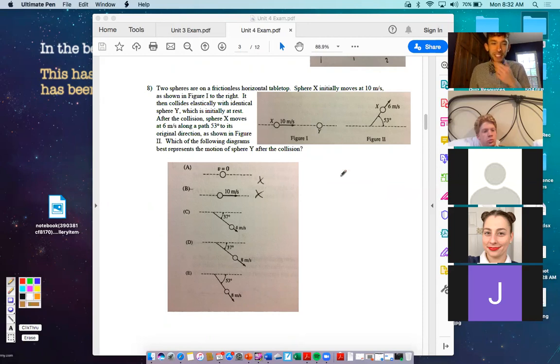I'm so sorry. A and B are crappy answers because I know that the y momentum at the beginning was 0. This thing had no y momentum at the beginning. It was all in the x direction. So the y momentum at the end has to be 0. In other words, this one has some positive y velocity. So sphere y has got to end up with a negative y velocity. So I know right away it's got to be C, D, or E.